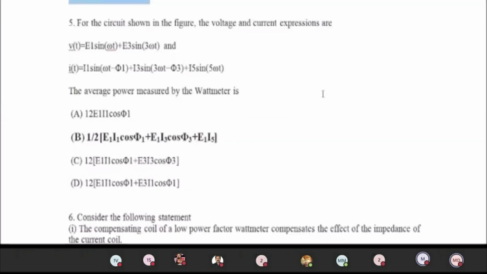And another question is also very simple. Just a power formula, P is equal to VI. It is a well-known formula. Power is the product of voltage and current. Here the voltage is given and the current is given. I had missed the circuit.